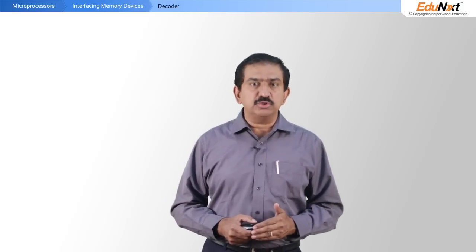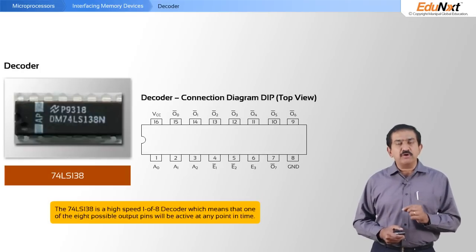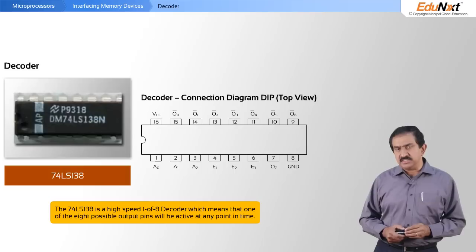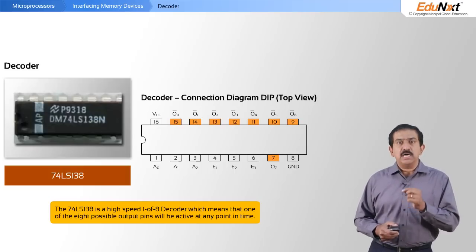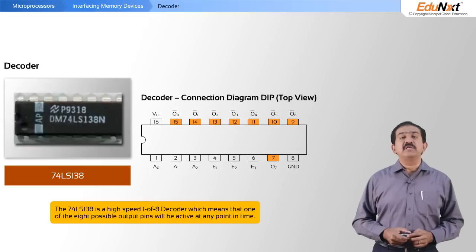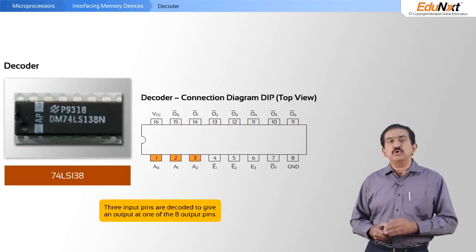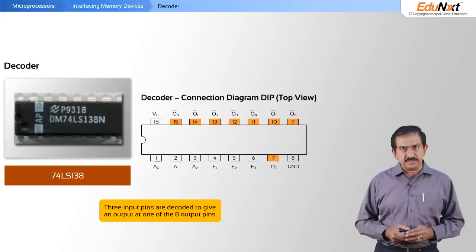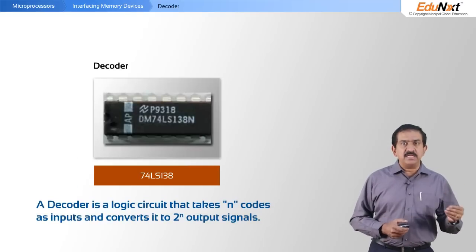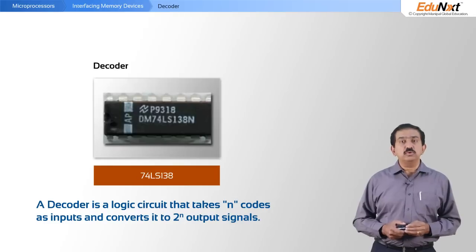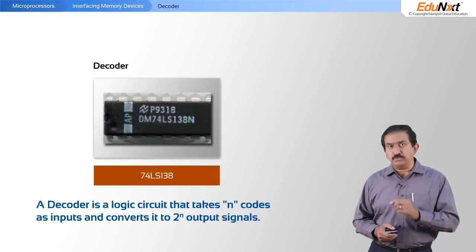And the decoder that I am going to be talking about is called the 74LS138. It's a 1 of 8 decoder. What it really means is that this particular device has 8 active outputs, and at any point in time only one of them is active. It takes 3 inputs, decodes them and gives you an output at one of the 8 output pins. Typically a decoder is a device that takes n inputs and gives you 2 to the power n outputs, and at any time one of the 2 to the power n outputs is active.